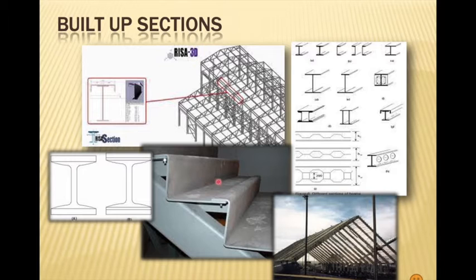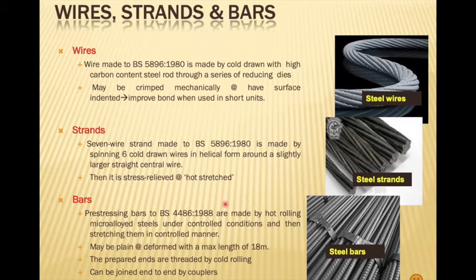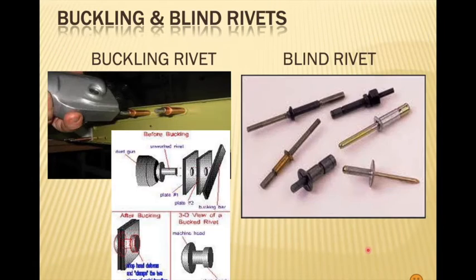And this is a steel staircase. And these are wire strands and bars, which are actually for pre-stressing purposes. So we have wires, as you can see here. Then we also have steel strands, where these wires are combined together to produce strands. And we also have steel bars, which are usually used for steel reinforcement.